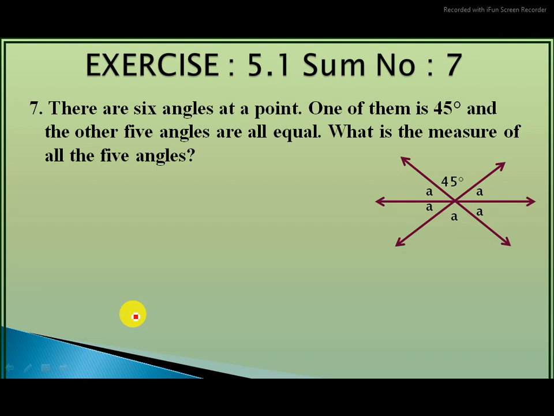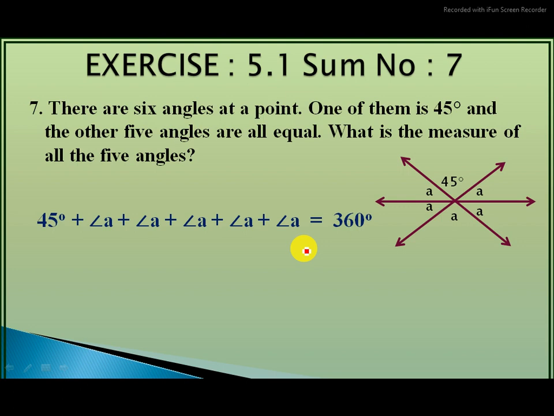So let's find the measure of the 5 angles. 45 degrees plus A plus A plus A plus A plus A. Why do we write all of them as A? They have given that all the other 5 angles are equal, so they are all taken as angle A.